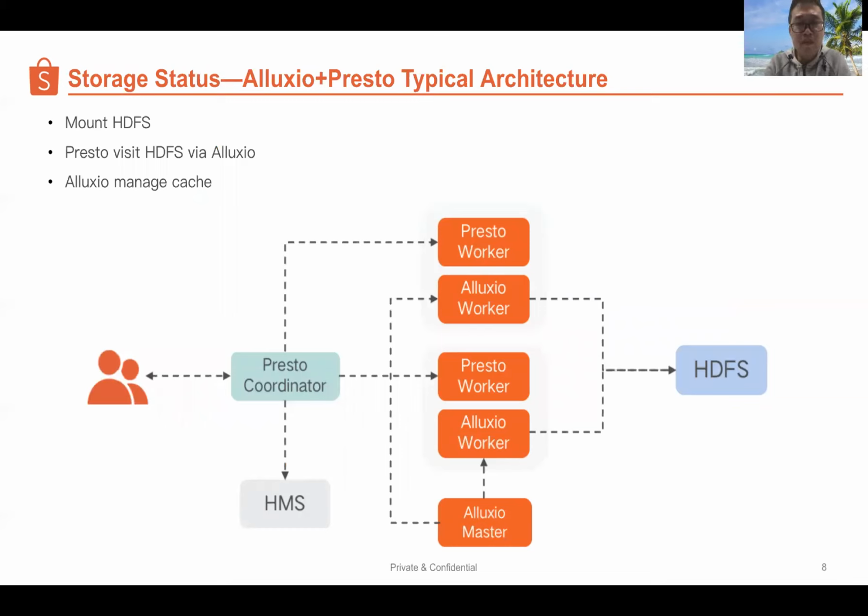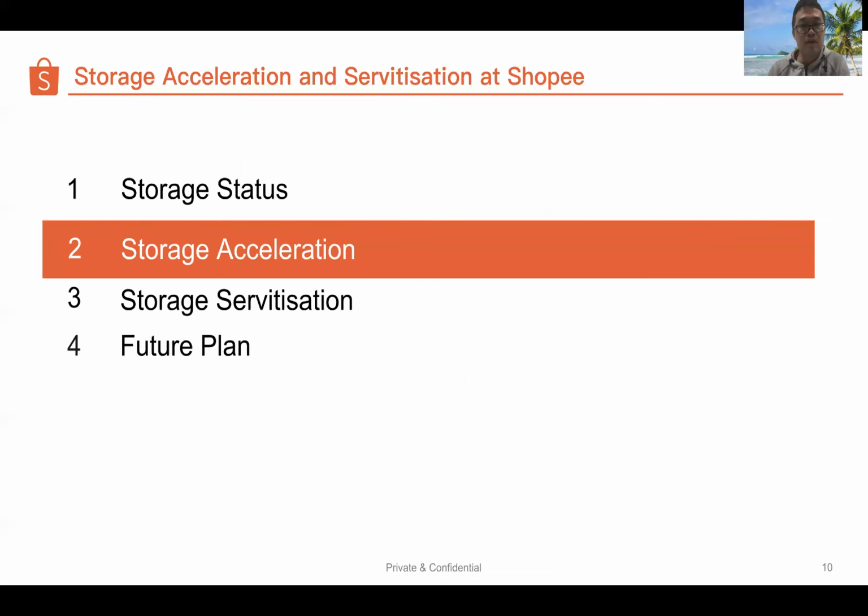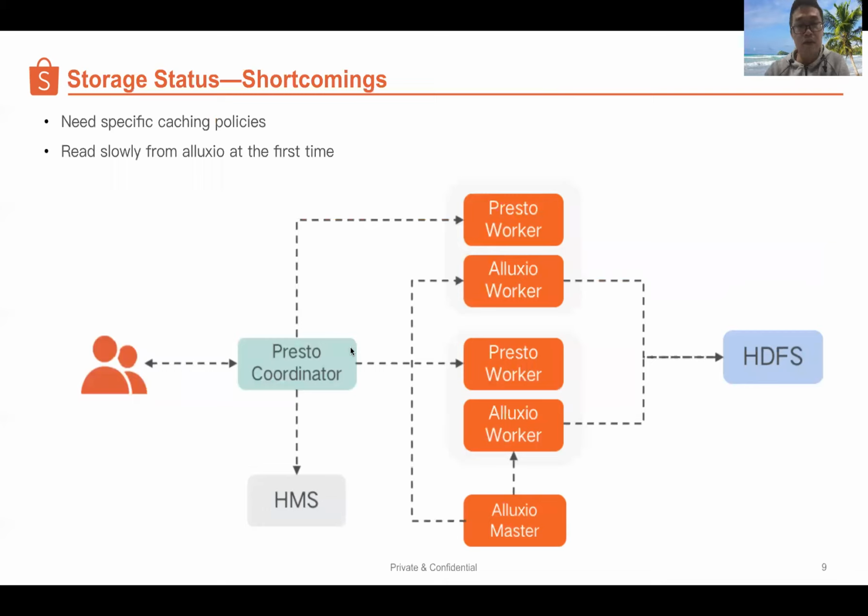This is the Alluxio and Presto typical architecture. We can see the Alluxio worker is deployed on the same machine as the Presto worker. Alluxio mounts HDFS, and Presto visits HDFS via Alluxio, and the cache is managed by Alluxio. But it also has some shortcomings. We must have a specific cache policy, and reads from Alluxio are slow the first time.